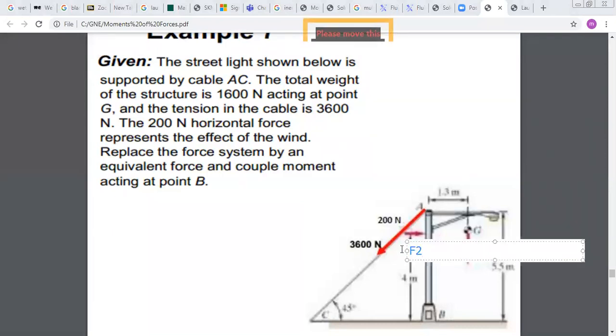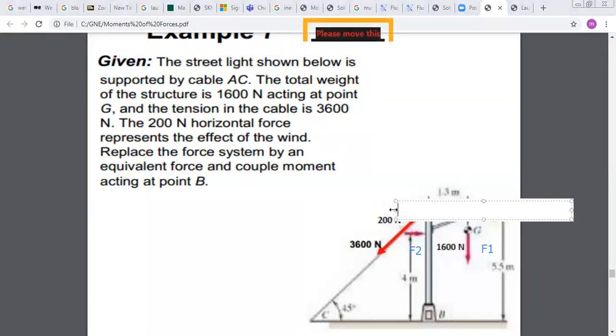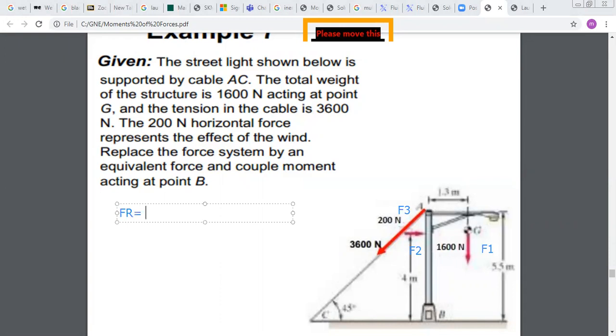and this is F3. So you will say that F resultant vector is equal to F1 vector plus F2 vector plus F3 vector. Now, if you have a vectorial equation, if you want to find the resultant force F, what should you do? You can project on X and Y.